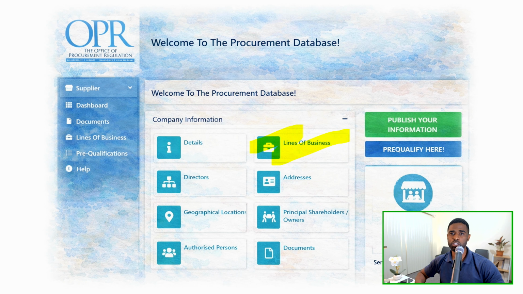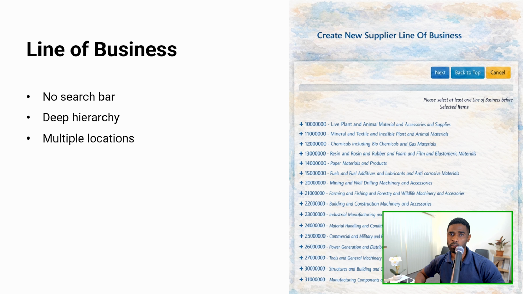So lines of business are not a major example. There's no search bar, and the categories go very, very deeply. The same service can appear in multiple places. As you look through the slides, you'll see that some services can exist under different headings and codes.